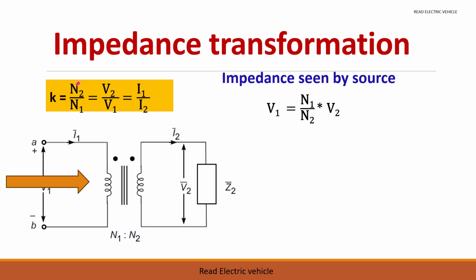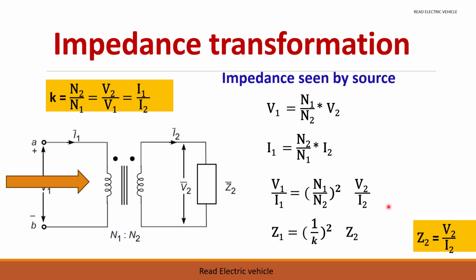V1 is equal to, from this relation we will find what is V1. V1 is equal to N1 by N2 into V2. Similarly, we can find I1. Divide these two, and we will get this relation. So we can say Z1 is equal to Z2 by K square.